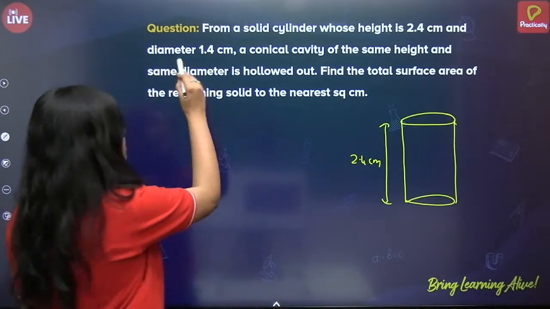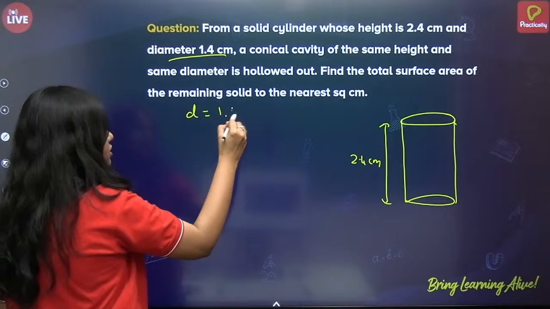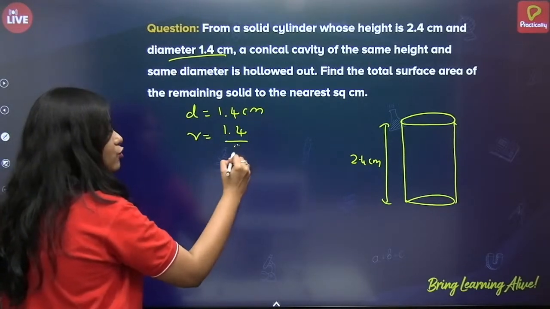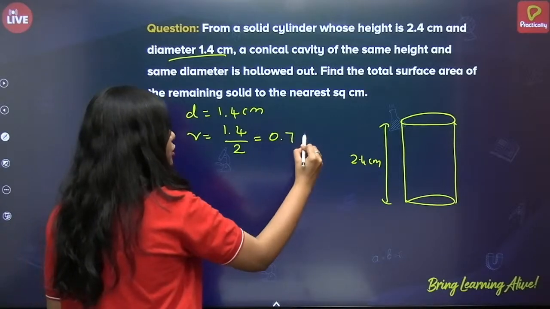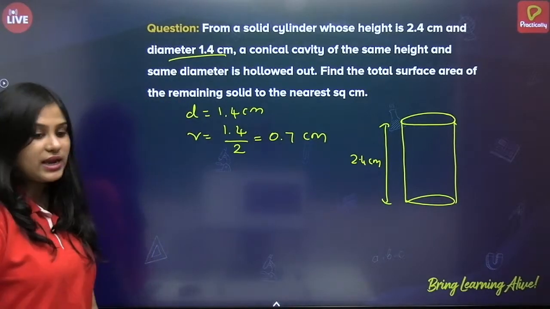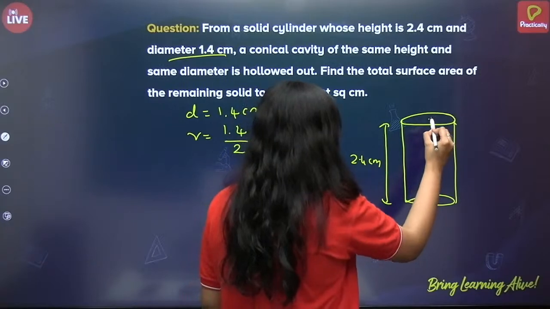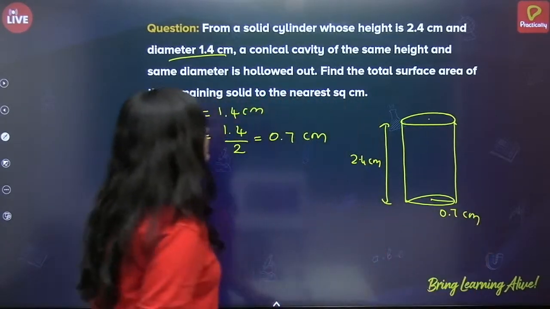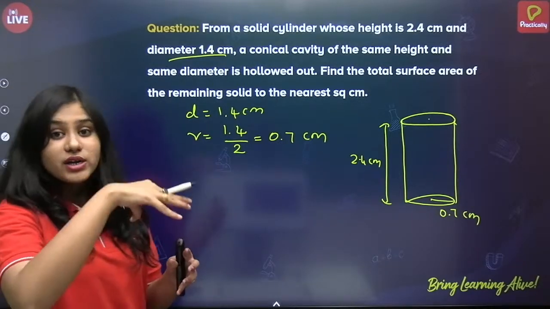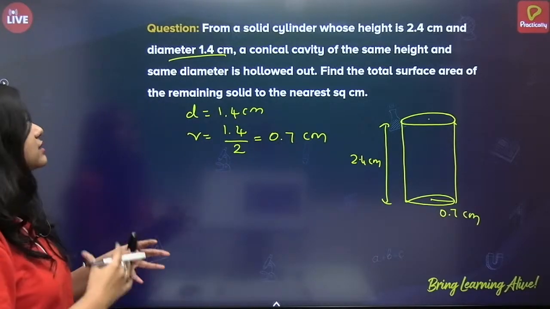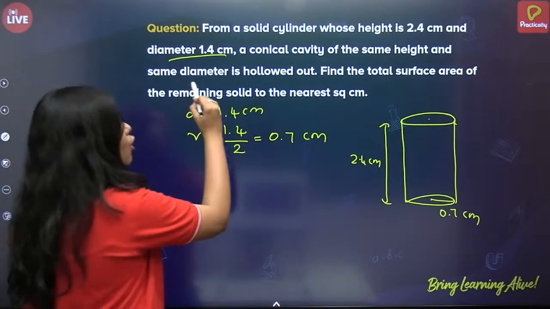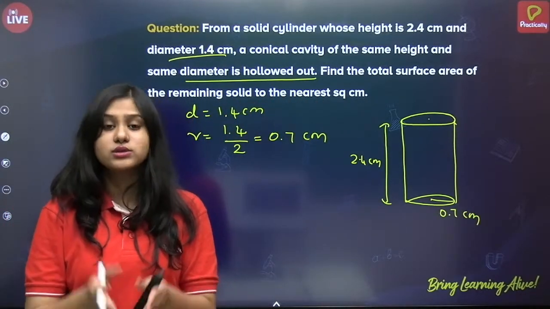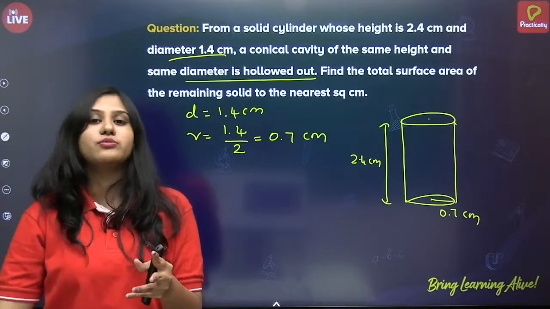If diameter is 1.4 centimeter, what will be the radius? Radius is equals to 1.4 by 2. That is 0.7 centimeters. Correct? So just mention the radius here or here. That is 0.7 centimeter. Next. A conical cavity of the same height and same diameter is hollowed out. What is meant by hollowed out? They have cut the cone shape and they have removed it from the cylinder.